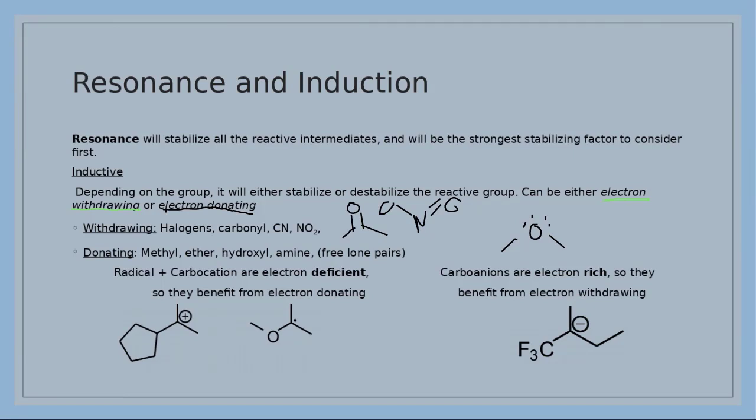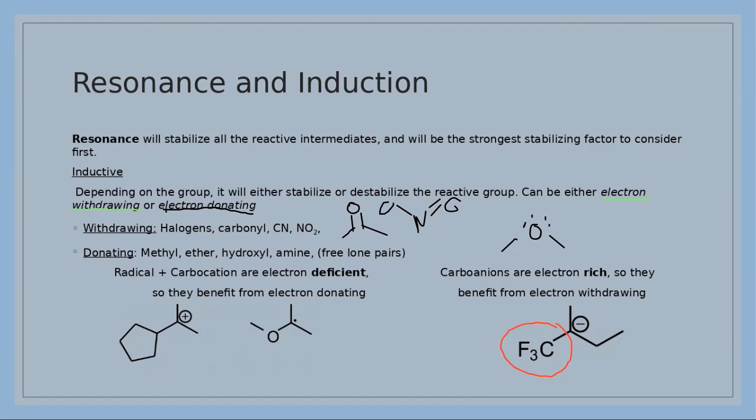Now, considering these two groups, let's look at what affects radical and carbocation. Because radicals and carbocations are electron deficient, as we said before, they would benefit from electron donating groups like methyl or ether groups. But on the other hand, carbanions are electron rich, so they benefit from electron withdrawing groups. So you would commonly see this group right here, the CF3 group. This is just a carbon with 3 fluorines attached. This is a really good inductive effect for carbanions.